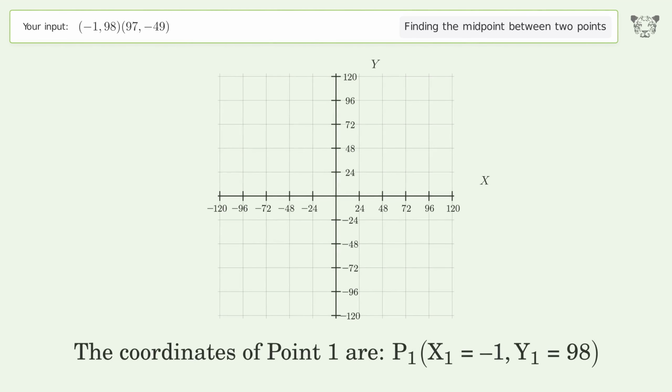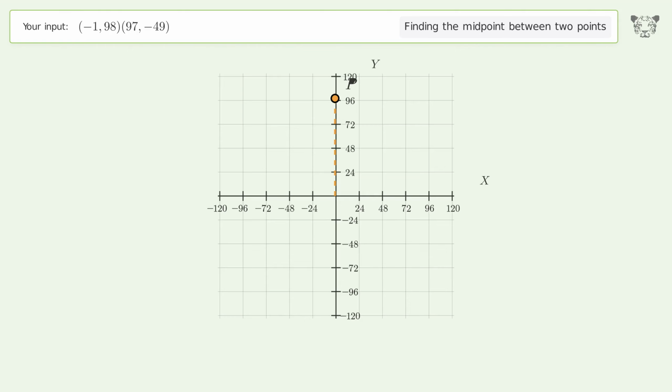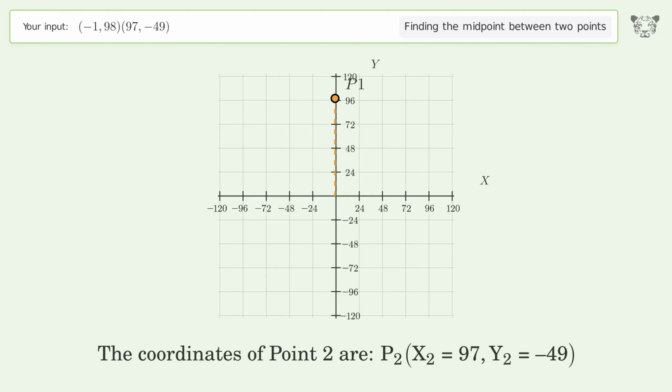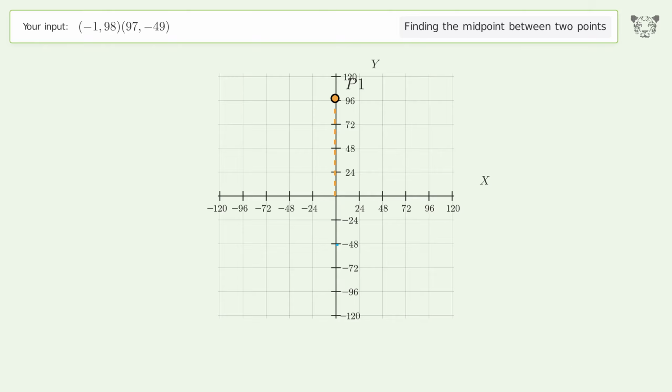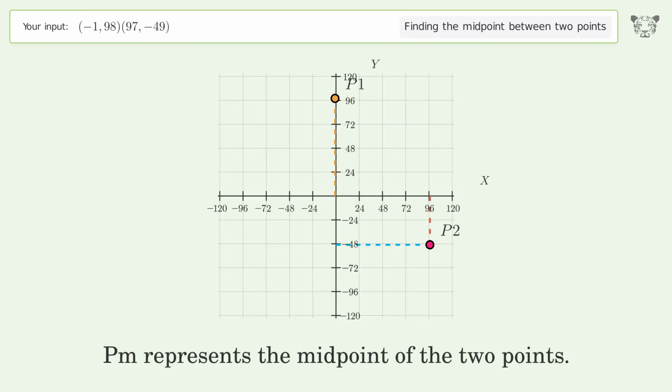The coordinates of point 1 are x1 equals -1, y1 equals 98. The coordinates of point 2 are x2 equals 97, y2 equals -49. PM represents the midpoint of the 2 points.